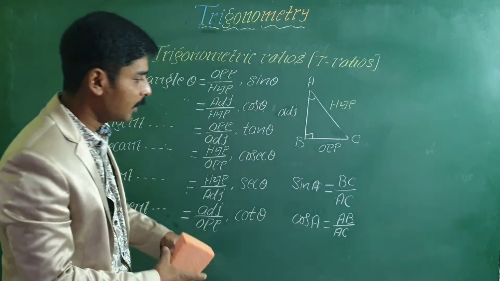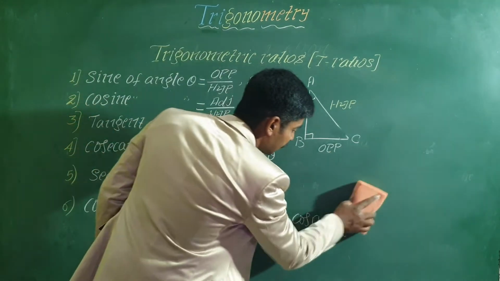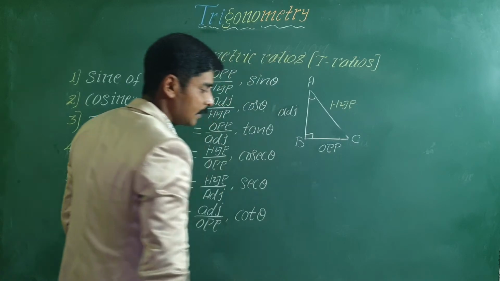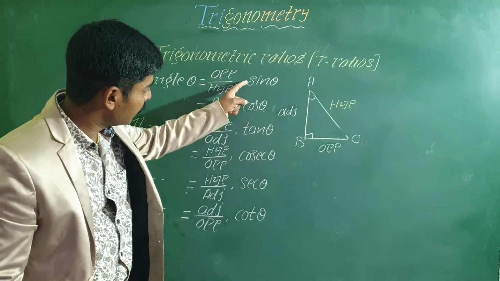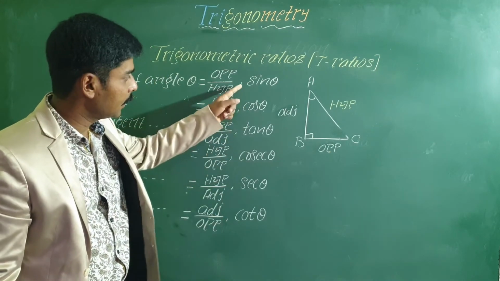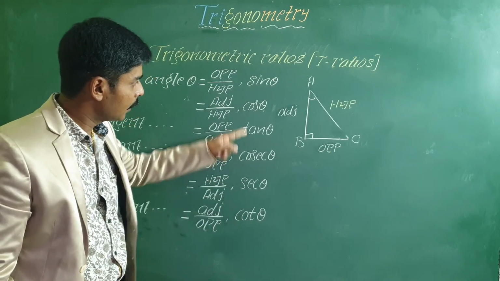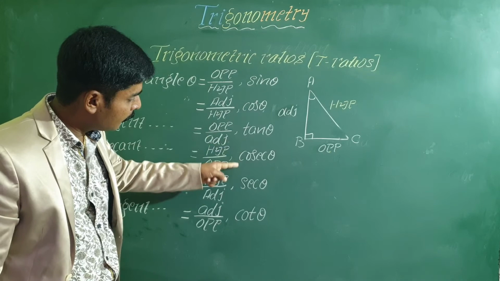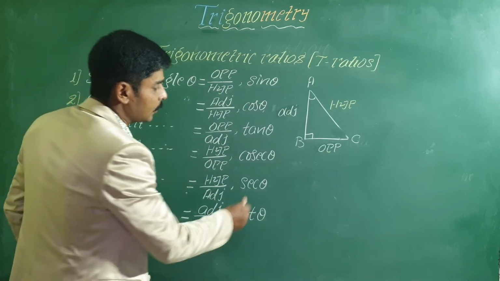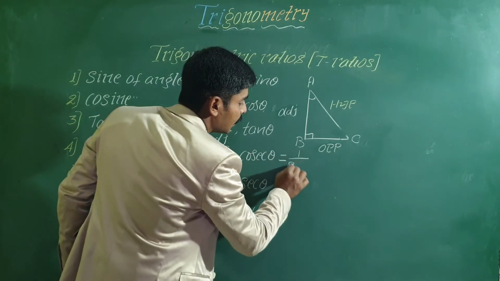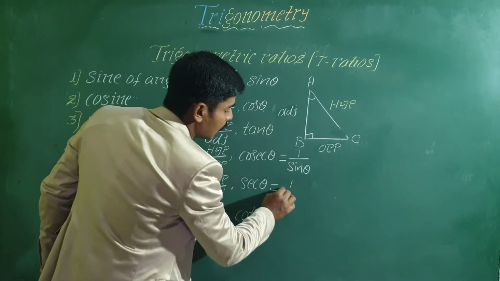Then you may think, sir, how to remember these ratios? Yes, I am there. Definitely I will help you. There are easy methods, easy tricks to remember them. First thing that you must know is you must learn them in the same order: sin theta, cos theta, tan theta, cosecant theta, secant theta, cot theta. If you know the first 3, then the remaining 3 can be written, because cosecant theta is the reciprocal of sin theta, and secant theta is the reciprocal of cos theta.